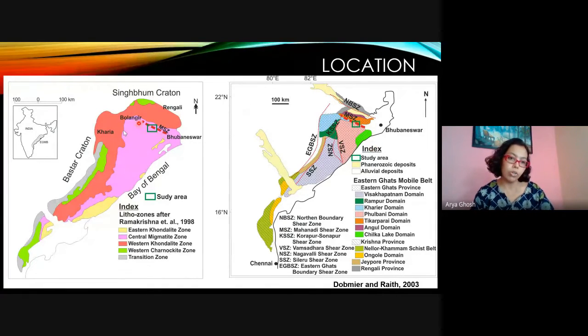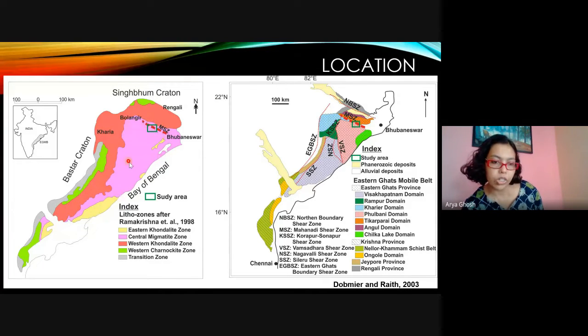Now in both the maps, the Mahanadi shear zone is highlighted in bold red. If we see in this lithozonation map, the Mahanadi shear zone actually falls well within a single terrain, which is named the Central Migmatite Zone. But if we look at the domain and province classification map, then we can see that the Mahanadi shear zone actually divides two domains: the southern pool.